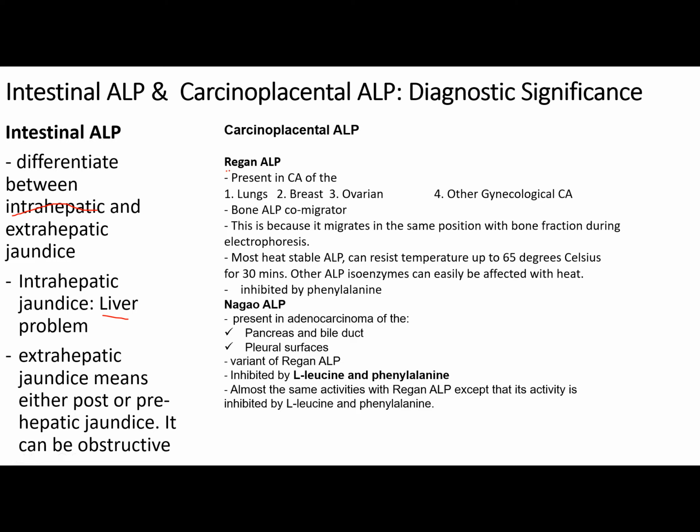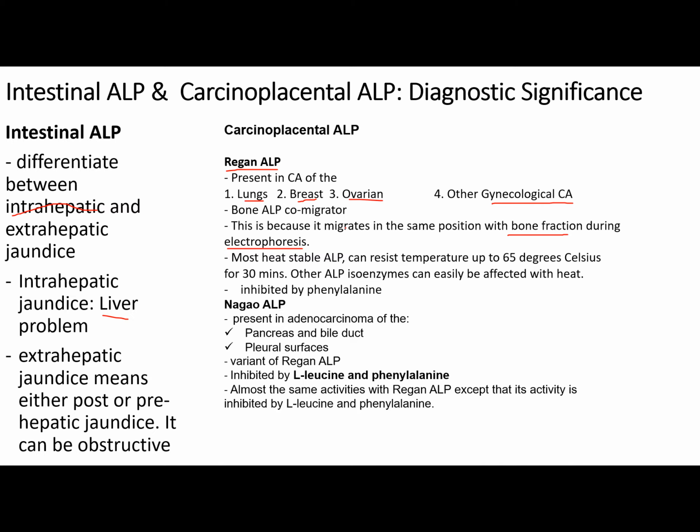We have the Regan ALP. So present in the cancer. So usually found in carcinomas, class. It serves as a marker for carcinomas, cancers. Present in the cancer of the lungs, breast, ovarian, and other gynecological CA. This is a bone ALP co-migrator. Pag sinabi mong bone ALP co-migrator, it migrates in the same position with the bone fraction during electrophoresis.